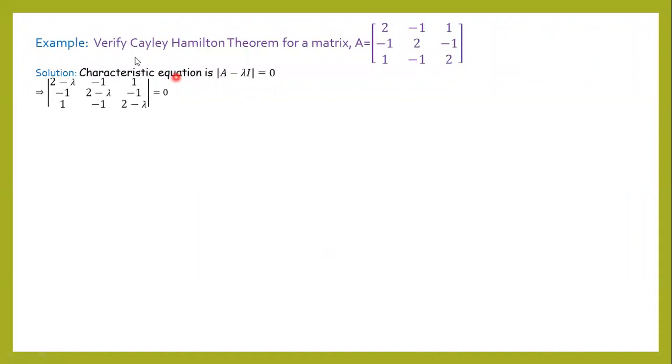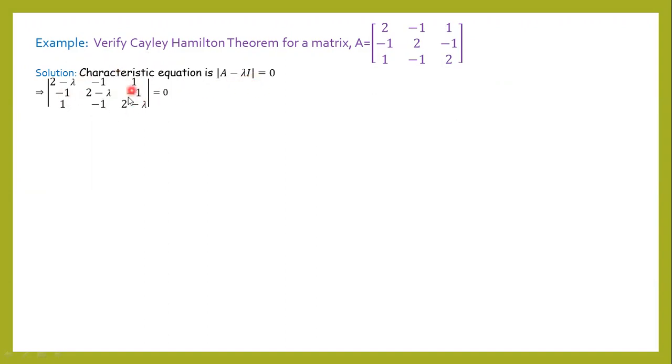Let's solve an example based on this. So, we verify Cayley-Hamilton theorem for the matrix A, which is [2 -1 1; -1 2 -1; 1 -1 2]. Now, first of all, we have to write the characteristic equation of this matrix, and for this, it is modulus of A minus lambda I equal to 0.